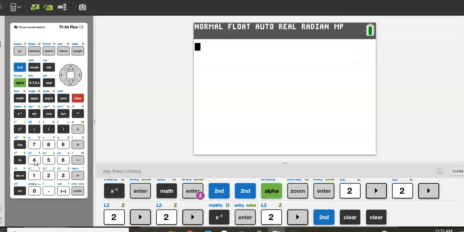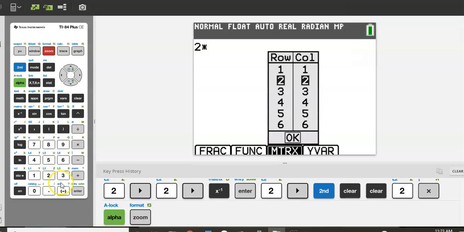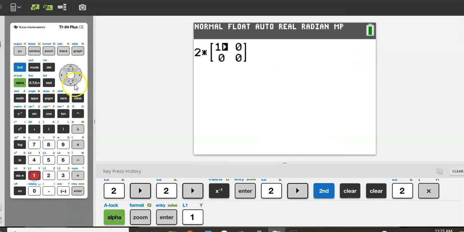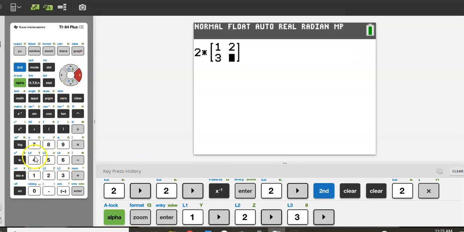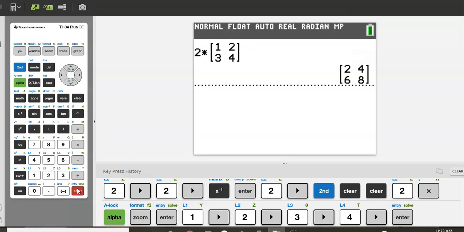Well, let's do 2 times our 1, 2, 3, 4 matrix. Okay, so Michaela, that's going to be 2 times, and I'll make a 1, 2, 3, 4 matrix here. I didn't even tell you what you're doing when you multiply a matrix by a matrix, but this is much easier. What happens when you multiply 2 by 1, 2, 3, 4? Well, it doubles every element in the matrix. So that equals now 2, 4, 6, 8.